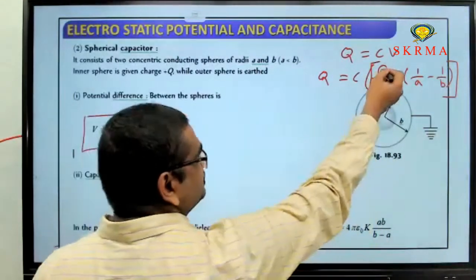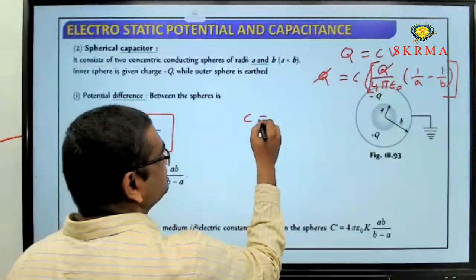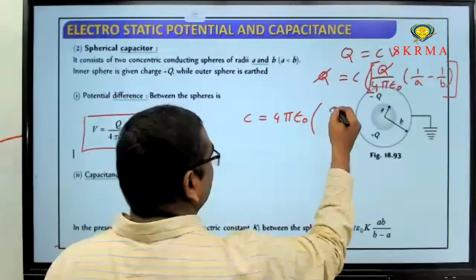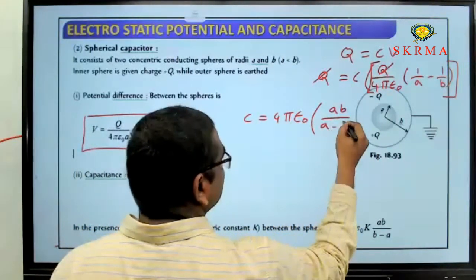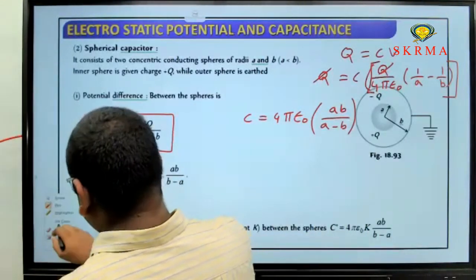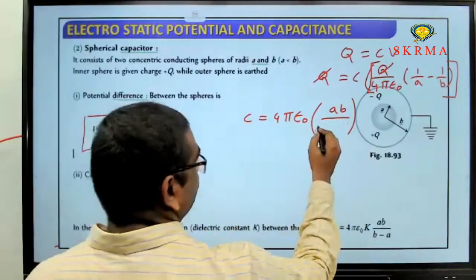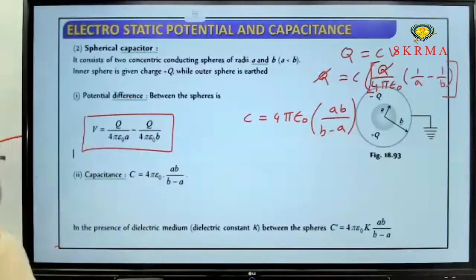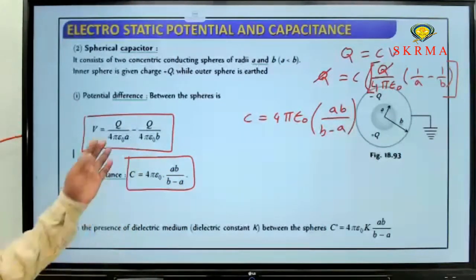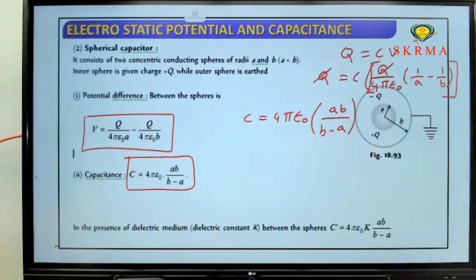Now cancel similar terms. Q gets cancelled out. Then C you will get as 4 pi epsilon naught into AB by B minus A. So this is the value of capacitance. Like this we need to solve: just substitute the potential value in the basic equation.